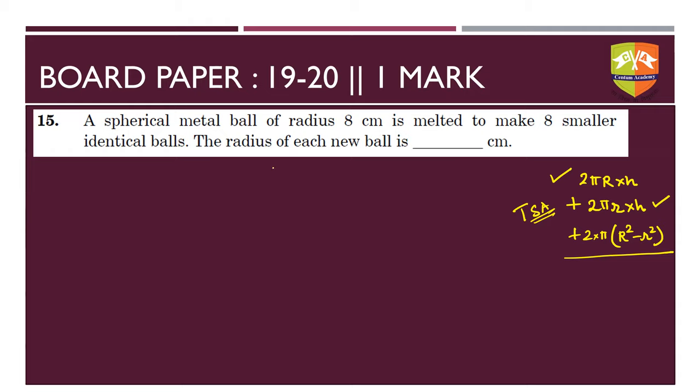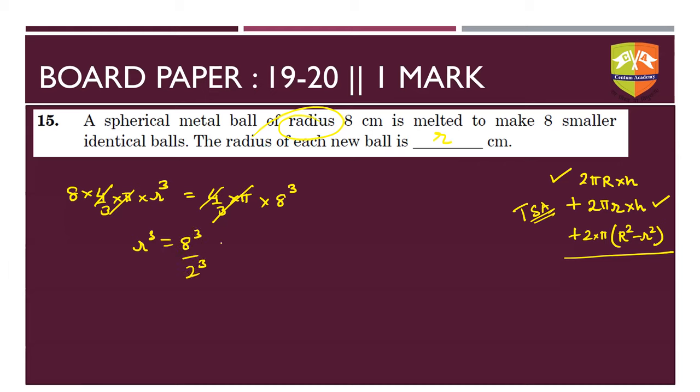A spherical metal ball of radius 8 centimeter is melted to make 8 identical balls. The radius of each new ball, let that be R. So 8 into 4 by 3 into pi into R cube is equal to 4 by 3 into pi into 8 cube. Correct? Am I right, folks? Tell me, friends. This is the equation. So this will go, and then R cube is equal to 8 cube by 2 cube. So R is equal to 4 centimeter. But here centimeter was already mentioned, so you could have avoided that. So 4 centimeter. Very good.